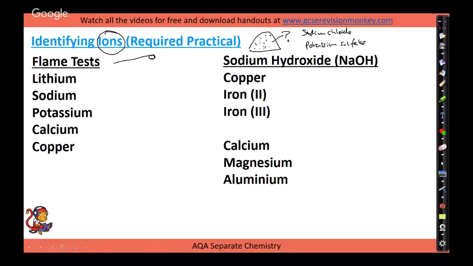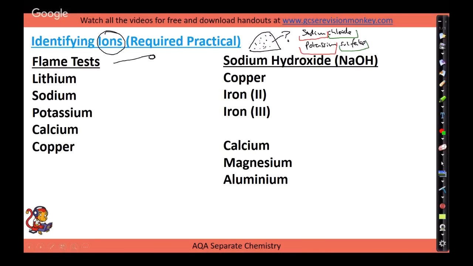It could be absolutely anything, and you need to work out what it is by doing these tests. Now, one of the tests that we're looking for is the cation, which is the metal, so sodium or potassium, and the other test we're looking at is the anion, which is the negative bit, the chloride or the sulfate or whatever it is we're looking at. So that's just to put it in context. When we're doing these tests, this is why we are doing them.